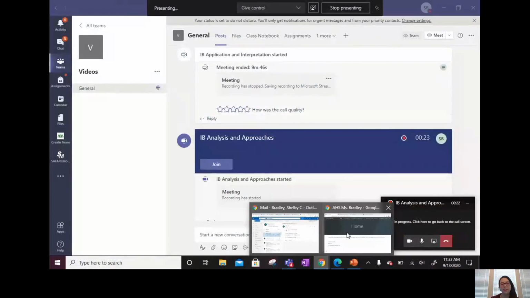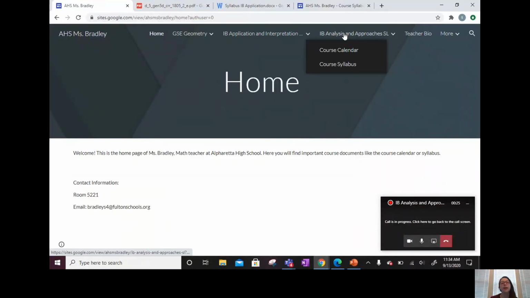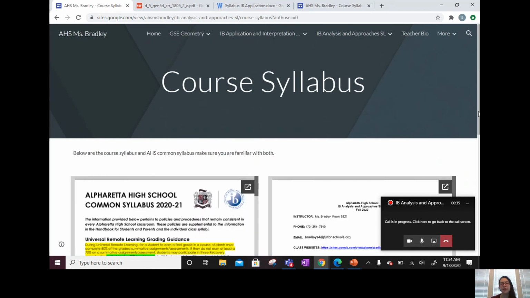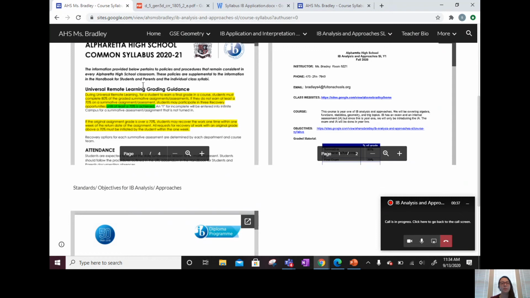I'm going to go ahead and share my screen so I can go through how to access stuff on my website. If you go to my website, you'll see there's an Analysis and Approaches SL tab, and then I have my syllabus under the syllabus part. You can access the common syllabus, which Dr. Kersey should have gone over with you, and then I also have the syllabus specific to analysis and approaches in there.